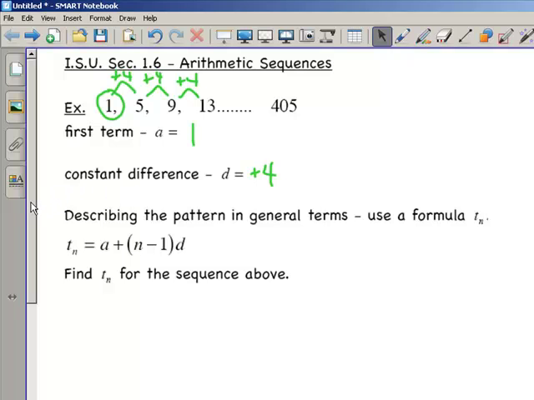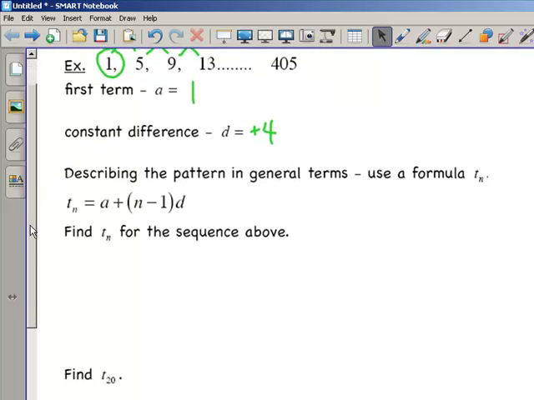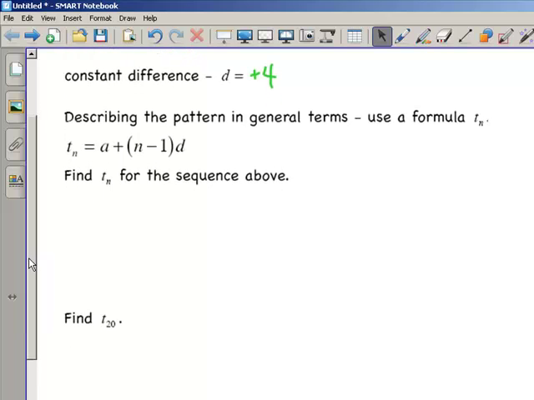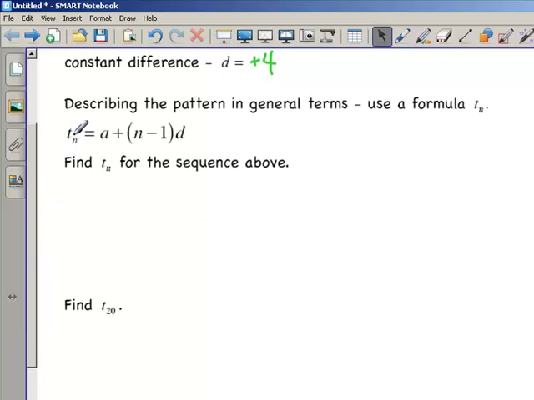And when we describe these patterns, we want to use a formula that can help us find any term in the sequence at all. In this case, the general formula that we use, or the general term, is represented with the letter Tn.